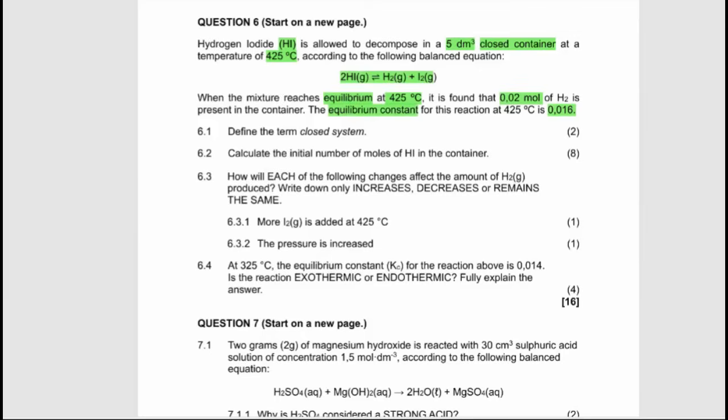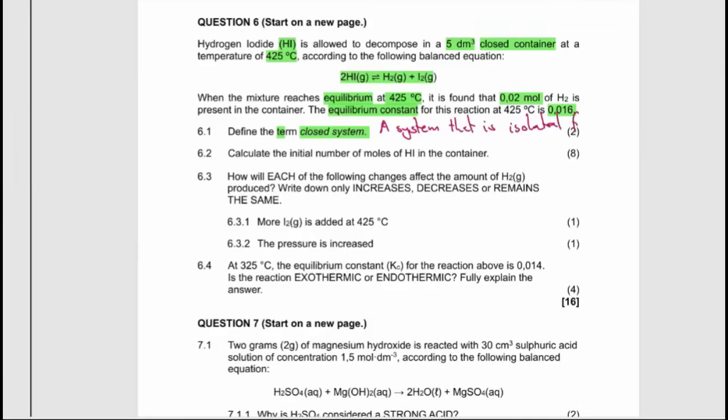The first question says define the term closed system. So we're referring to the term closed system. It's a system that is isolated from its surroundings. Okay, so this is the definition of a closed system. It means it does not interact with the outside environment. Then after that, calculate the initial number of moles of HI in the container.